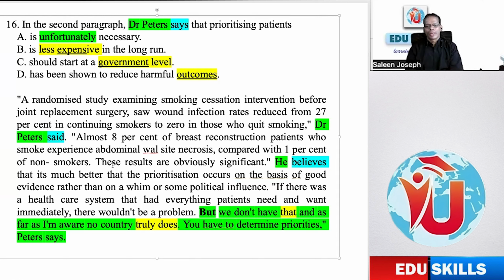Reducing harmful outcomes is not due to prioritizing patients, but due to not smoking or quitting smoking. Harm is reduced due to non-smoking. Harmful effects are reduced when there is no smoking, 0% and 1%, whereas among smokers, it is 27% and almost 8%. Do you get me? Yes, Father. Okay. Anyone else has any doubt? No, Father. Okay.